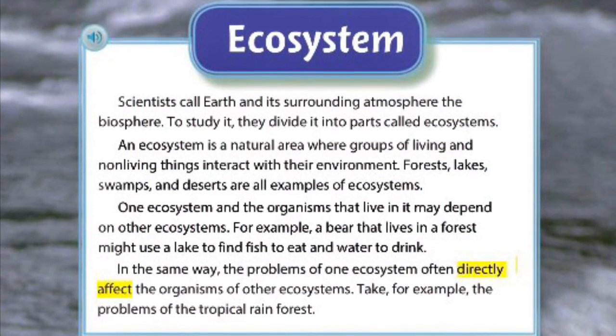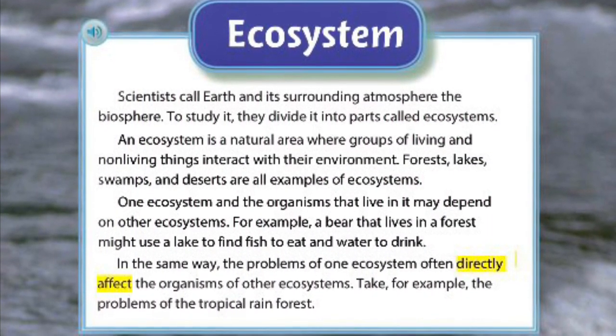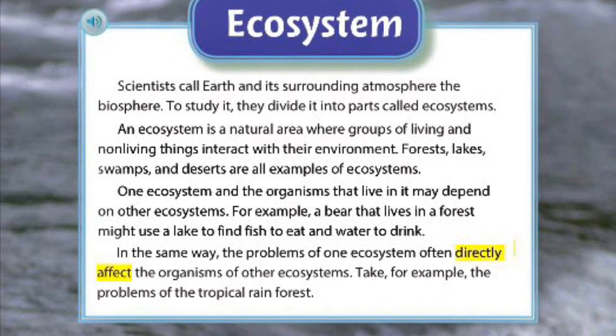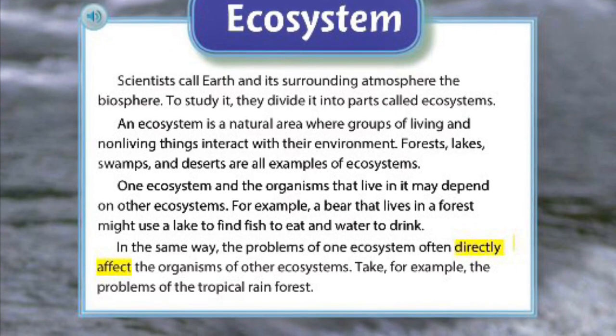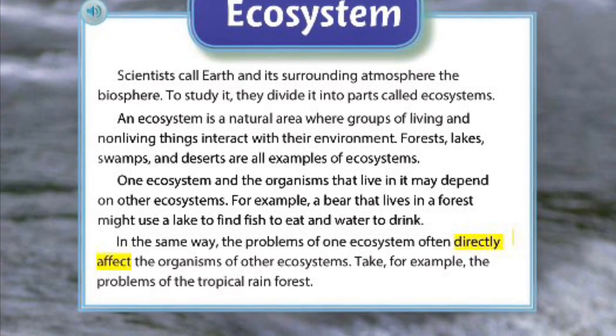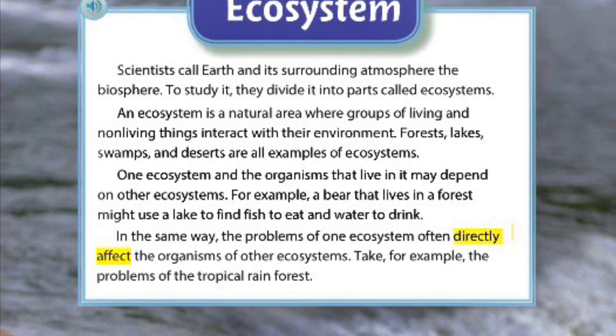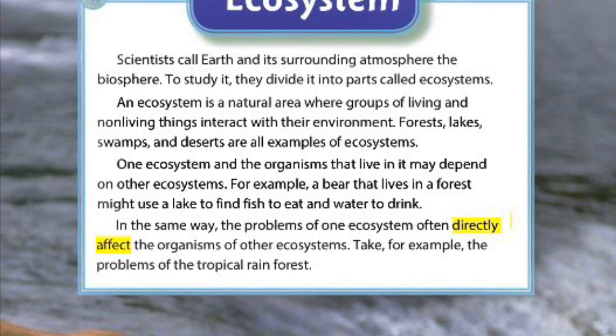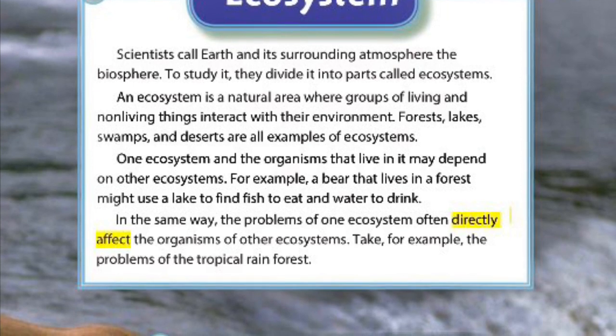Ecosystem. Scientists call Earth and its surrounding atmosphere the biosphere. To study it, they divide it into parts called ecosystems. An ecosystem is a natural area where groups of living and non-living things interact with their environment. Forests, lakes, swamps, and deserts are all examples of ecosystems.